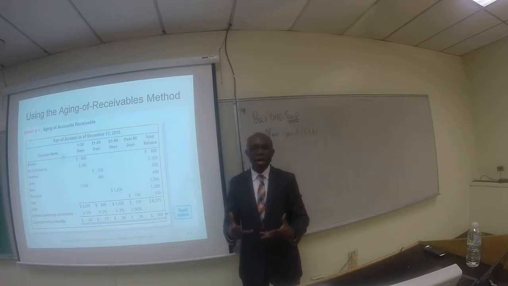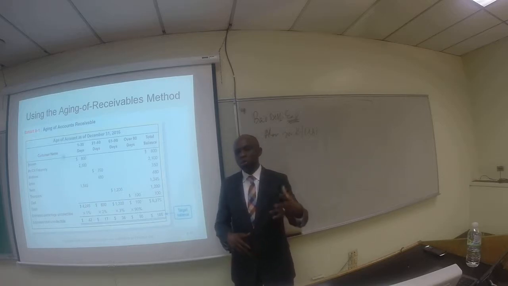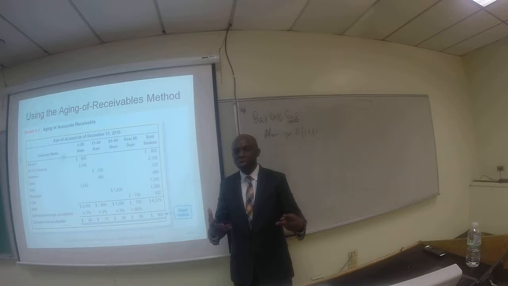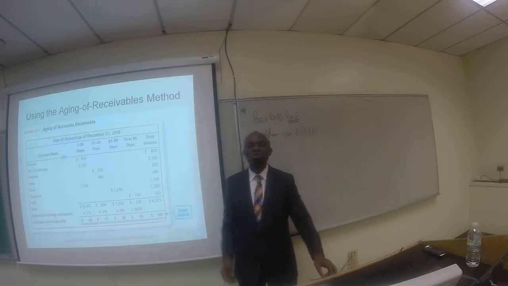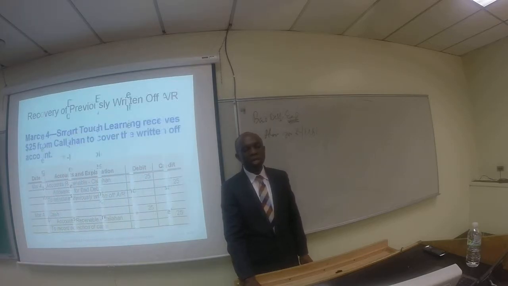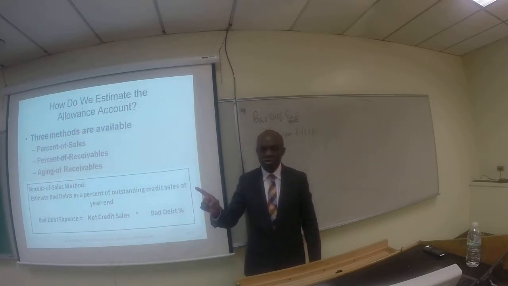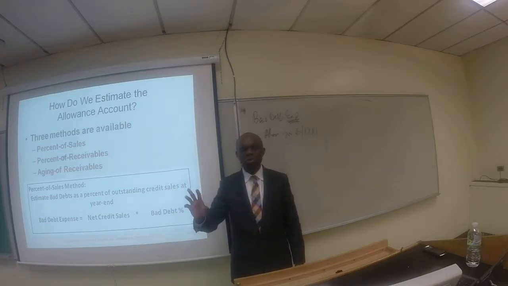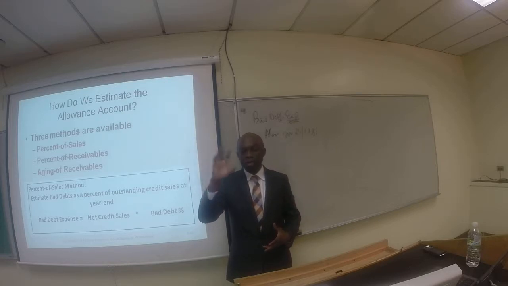for bad debt expense. In the previous session, we indicated that we have two methods for making provision or for accounting for bad debt expense. Number one method is the direct write-off method, and number two method is the allowance method. And we said that we have three types of allowance method. Number one, percent of sales. Number two, percent of receivables. And number three, aging of receivables. These three methods are different examples of the allowance method.